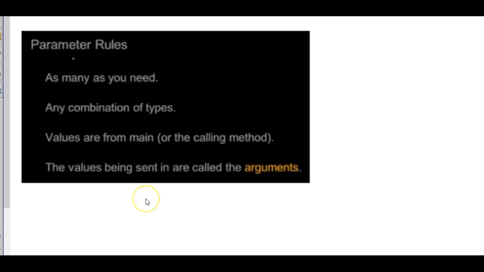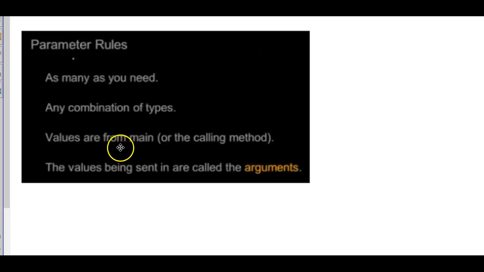So, let's look at the rules for parameters. Parameters, you can have as many as you need. There's no limit on the number of parameters when you're designing a method. You can have any combinations of types, objects included, which we need to talk about, how that works. But we can use objects, we can use any primitives, doubles, as many as we want, any combination we want.